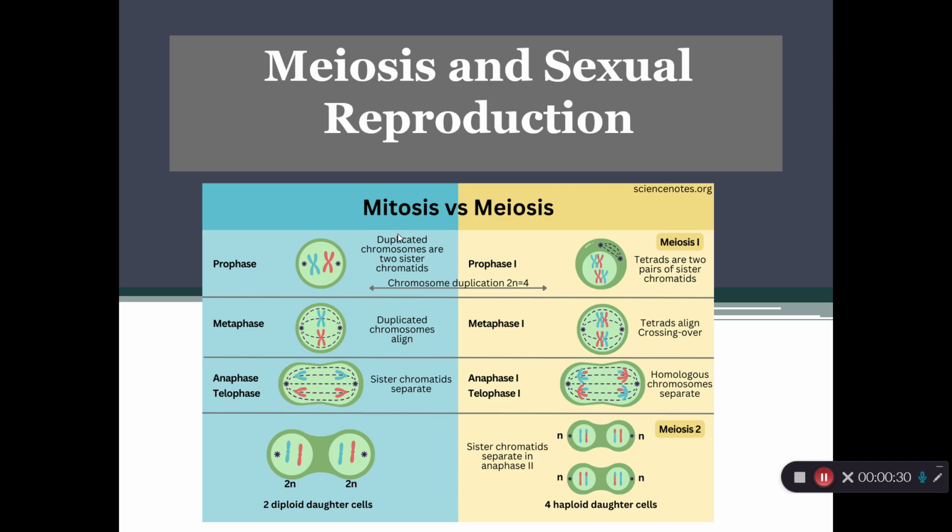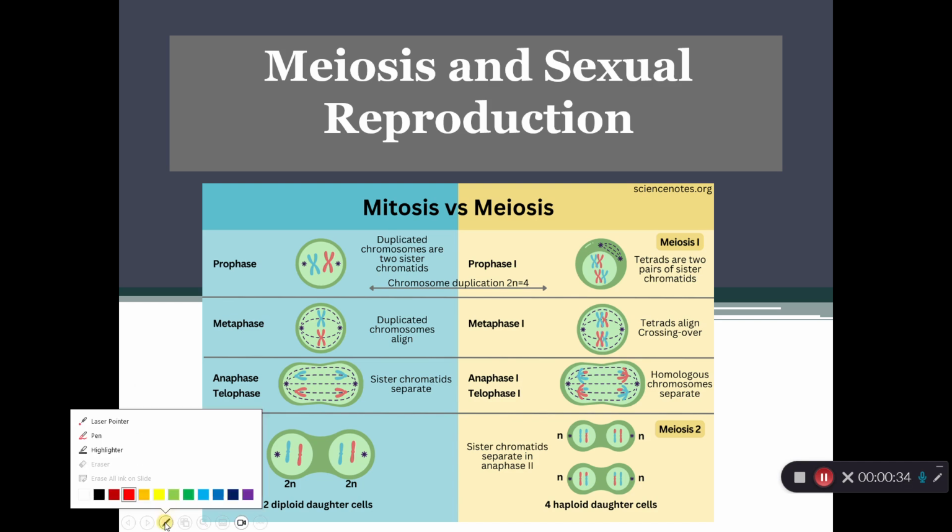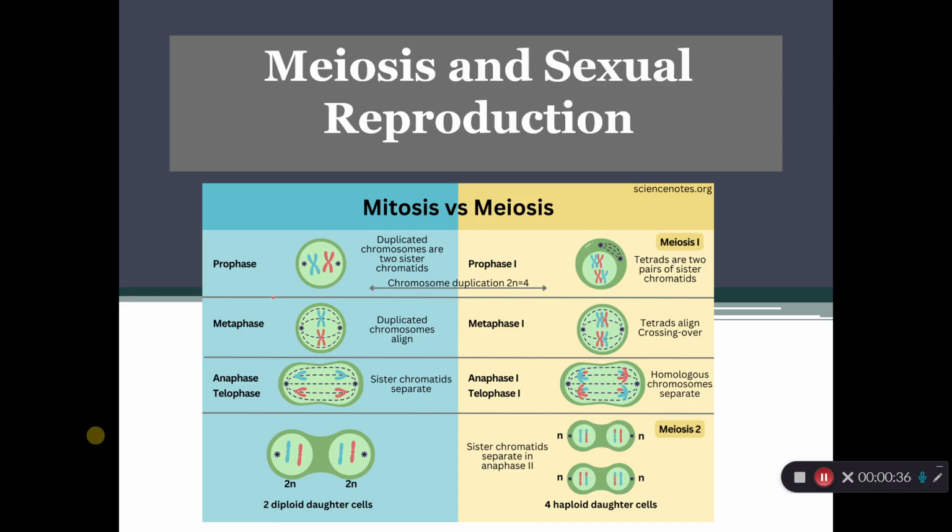So mitosis, remember, was diploid cells that reproduce and make identical diploid cells. Mitosis had prophase, metaphase, anaphase, telophase. It made two. That 2N means diploid cells, two identical diploid cells. And this was for skin cells, bone cells, growth, repair, and even developing the baby from the zygote.